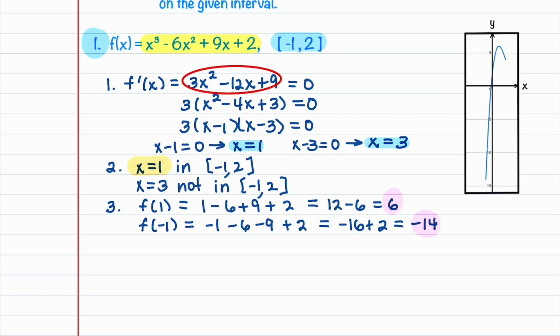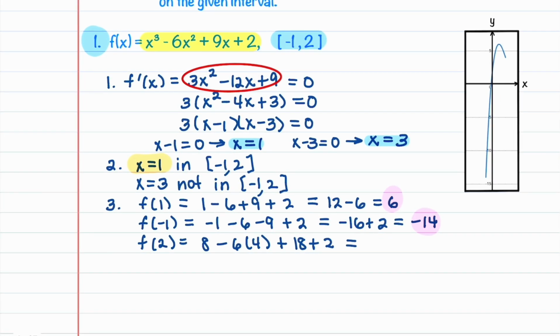And now we have one more, our other endpoint, which is at 2. So f at 2 is 2 cubed, which is 8, minus 6 times 2 squared, which is 4, so minus 24, plus 2 times 9, which is 18, plus 2. So this is 28 minus 24, so that is 4.